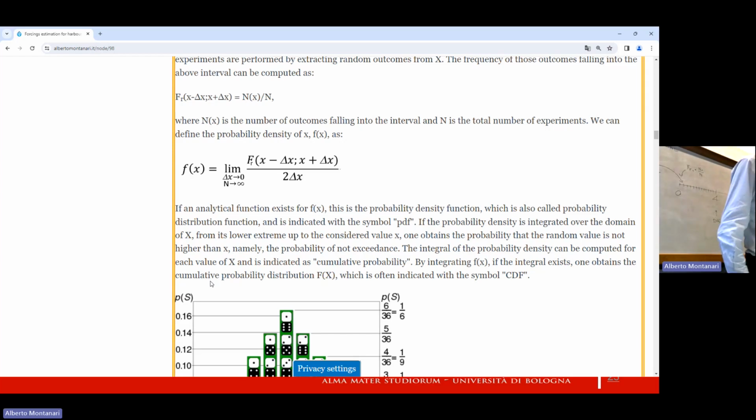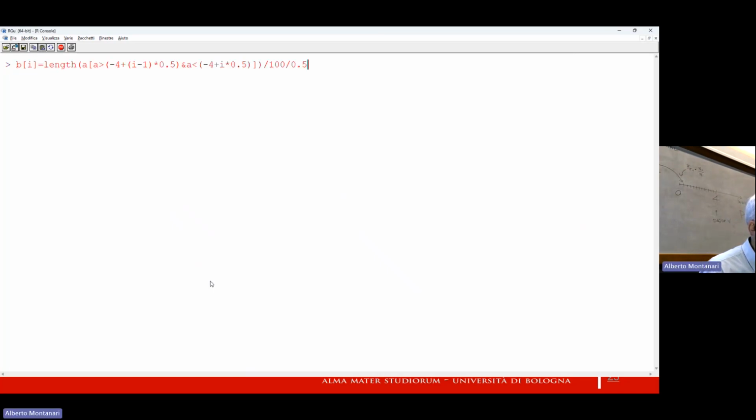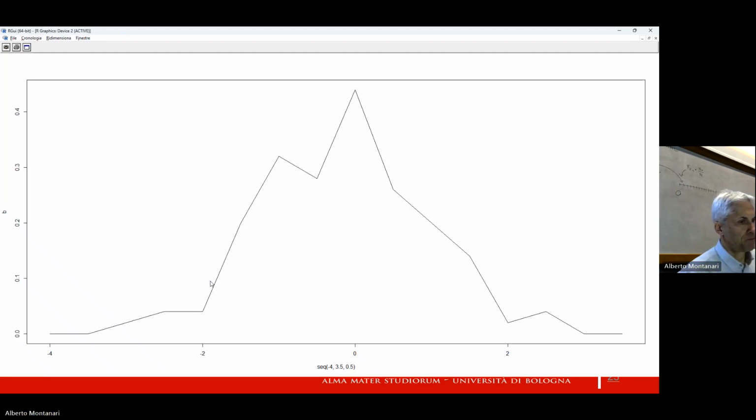So in R, what we did is to compute indeed the densities, because we counted the number of times the variable was included in each subinterval, and we divided this number of times, with this instruction here, by 100, the total number of experiments, and by the size of the interval. So this vector B is indeed the vector of the densities. Let me plot it now, by putting on the horizontal axis the value of the variable. And this is what I get, okay? So if what I did is true, I can compute the overall integral of this function, and I should get 1.